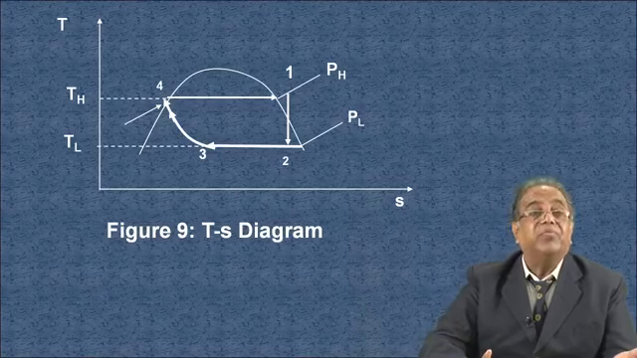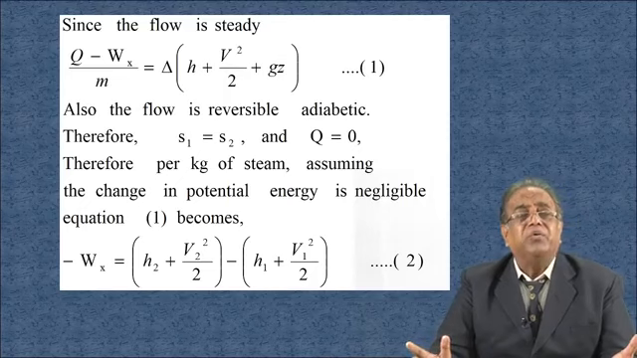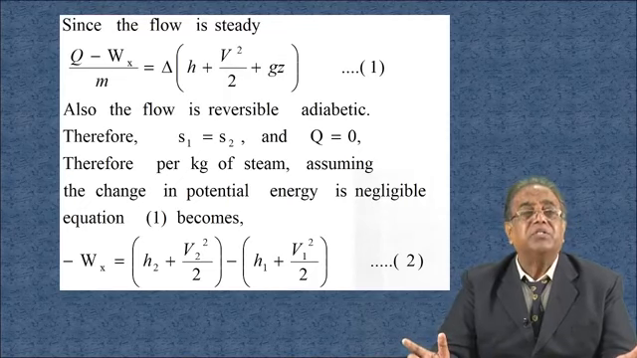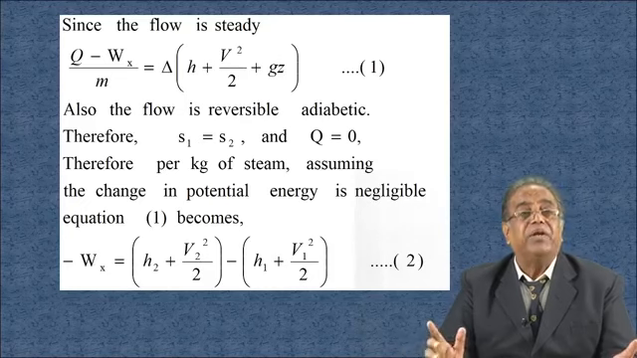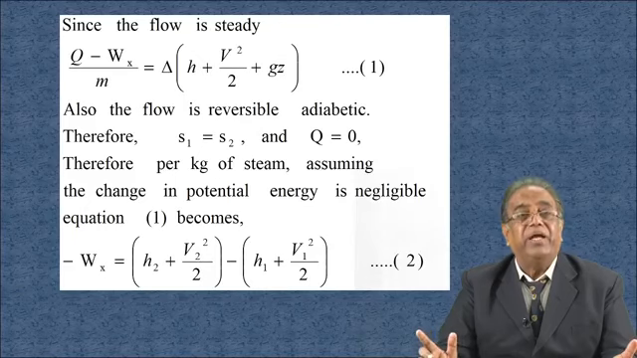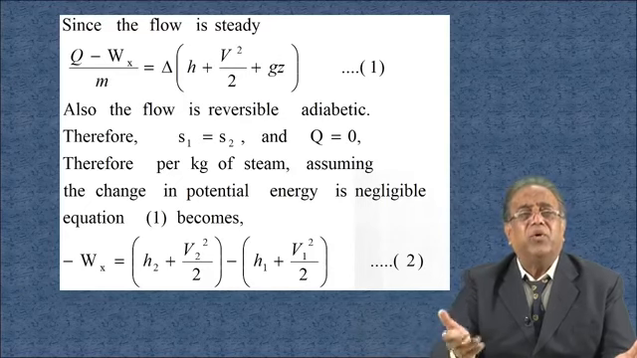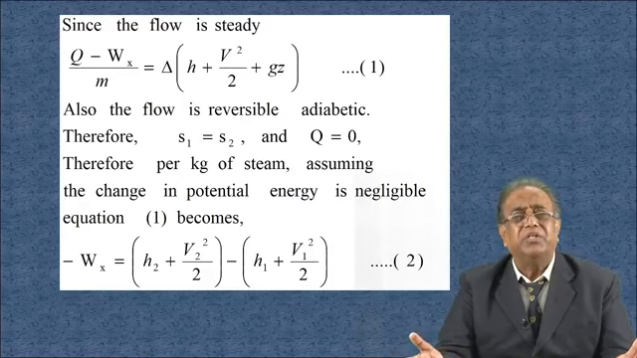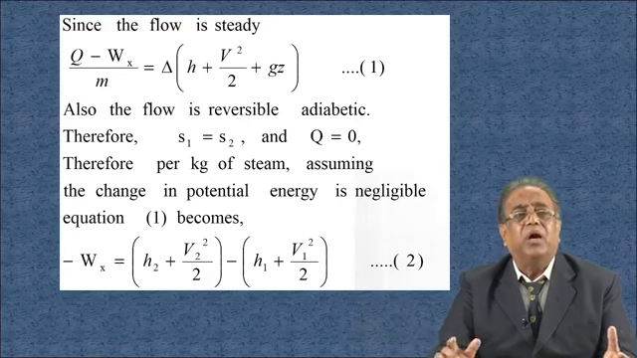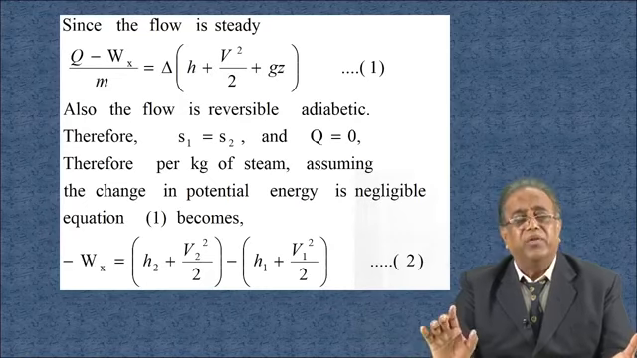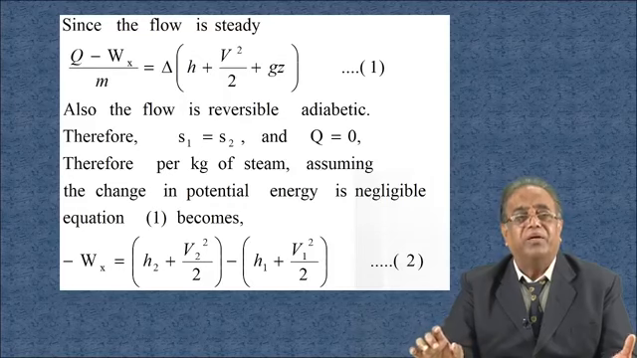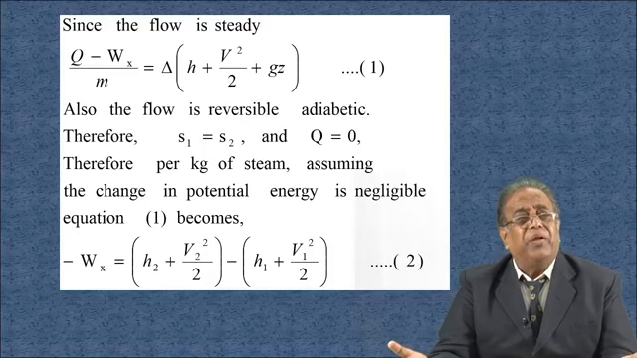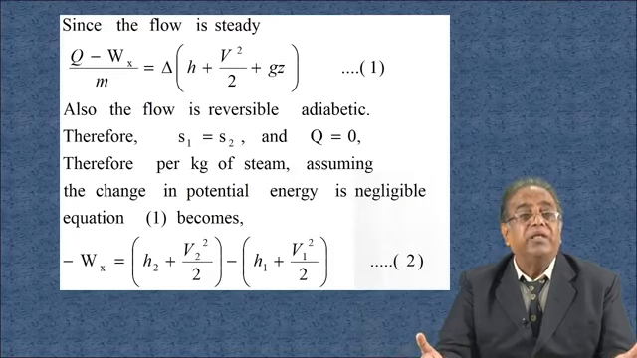Now let us see how we have solved this problem. So we have to use the steady flow equation. This is a simple equation from the first law of thermodynamics: (Q minus Wx) divided by m is equal to del within bracket H plus V square by 2 plus Zg. V square by 2 is the kinetic energy, Zg is the potential energy, and H is the enthalpy. Now del means change in the whole thing within the bracket. Also, the flow is reversible and adiabatic. Therefore, as I already mentioned, the entropy at point 1 is equal to the entropy at point 2. So, S1 is equal to S2.